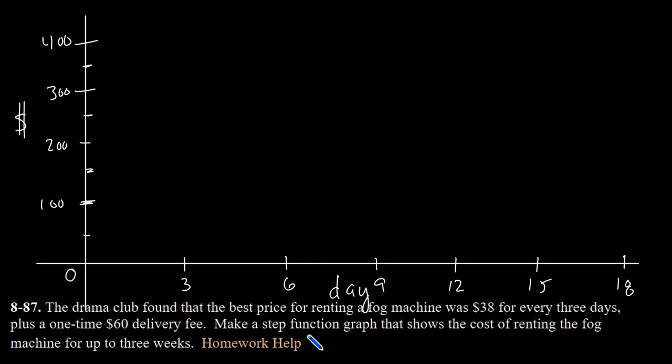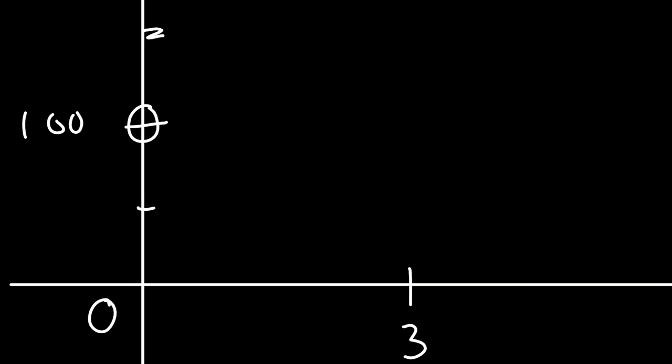So if I rented it for just 3 days, first of all, I'm going to start with an open circle. I don't like that, I got this big line here. Let me make it a clean line. I'm going to start with an open circle here, because if I'm renting it for no days, I'm not paying anything, right? But if I rent it for up to and including 3 days, that's why I'm putting a solid dot here. The price I pay is this horizontal line. They asked me to make a step function, so this is what it looks like. So from no days, but not including no days, up to 3 days, I'm paying $60 plus 38, right?